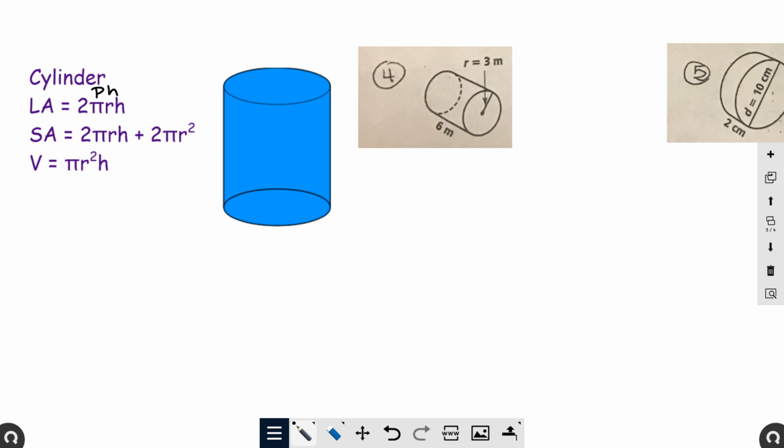So all the P's get replaced with 2 pi r, and all of the capital B's get replaced with pi r squared, because that's the area of a circle.